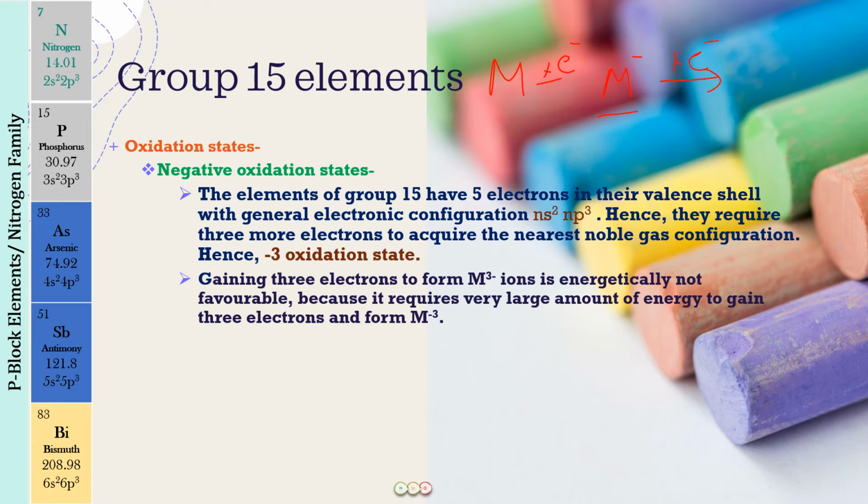So here the electron gain enthalpy value becomes positive. We have to supply energy to make it M minus 2, and then we have to supply more energy to make it M minus 3. Okay, why is it so?